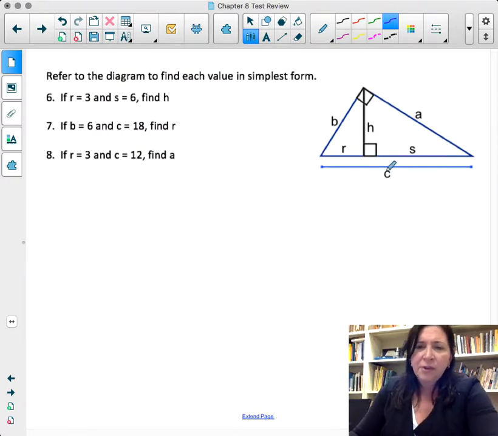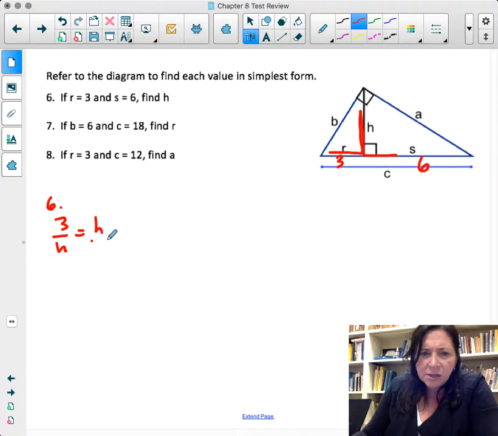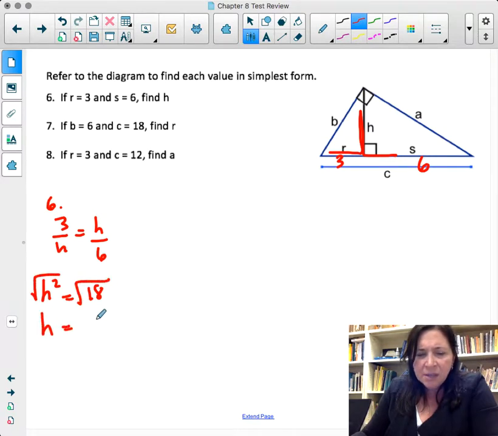For this one, now these are a series of problems you need to do each one individually. You're going to refer to the diagram. So the first problem says R is 3, so here's 3, this value. S is 6, find H. So again, base is to height, height is to base. So for number 6, we're going to go 3 is to h as h is to 6. h squared equals 3 times 6, which is 18. I'm going to square root both sides. H is equal to the square root of 9 times the square root of 2. So h equals 3 root 2.